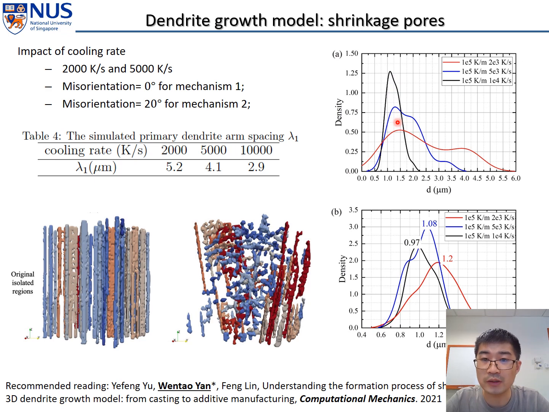For the first mechanism, without misorientation, you can see with the increase of the cooling rate, the shrinkage pores become smaller and smaller. And for the second mechanism with misorientation of 20 degree, you can see also the shrinkage pores become smaller and smaller.